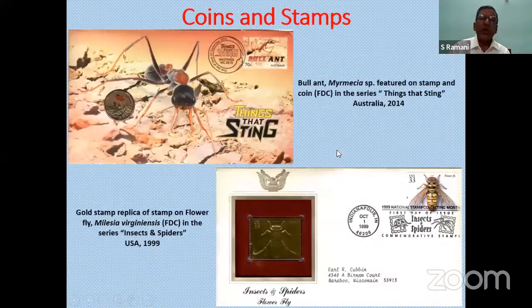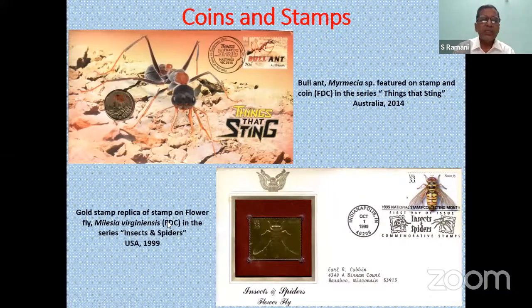Insects have also been featured on coins, and I'm trying to show you here insects that are featured on both the stamp as well as the coin. Here is the bull ant, Myrmecia, which is featured on a stamp and a coin in a series of stamps, Things That Sting, produced by Australia in 2014. You can see the coin here as well as the stamp, both featuring this particular insect.